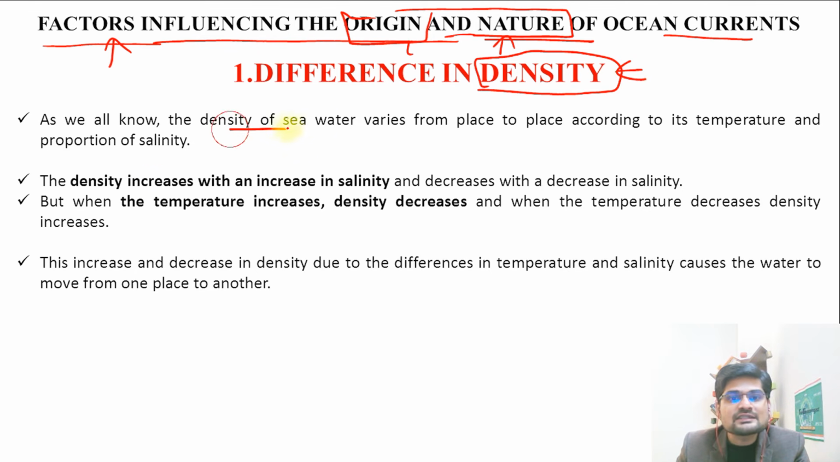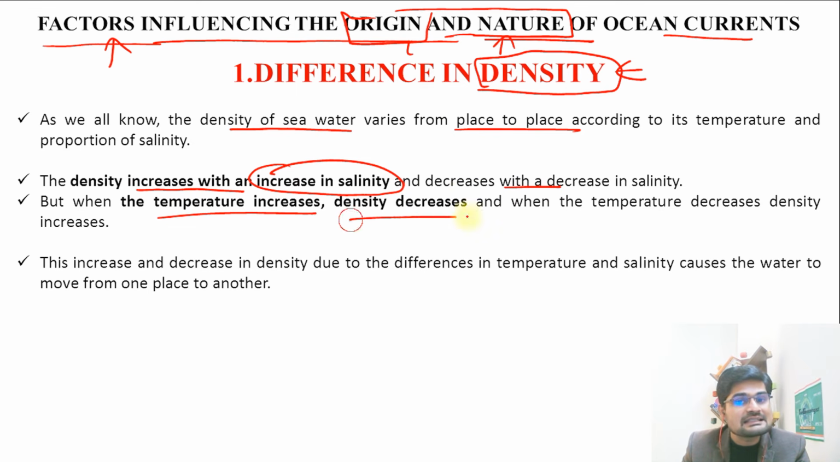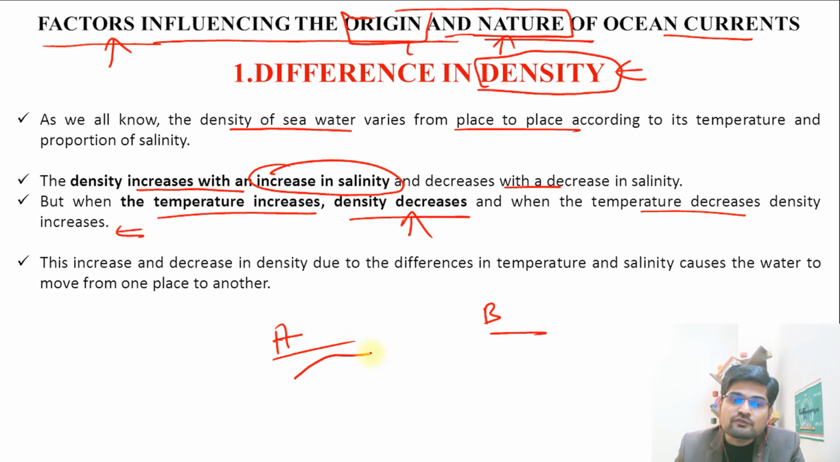As we know, the density of seawater varies from place to place. The density increases with increase in salinity and decreases with decrease in it, so they are directly proportional. But when temperature increases, the density decreases, and when temperature decreases, density increases. This is the different relationship, and that is where changes in density trigger the differentials. So if there is place A and place B, what will happen? The movement of ocean water will be determined by the differences in density.